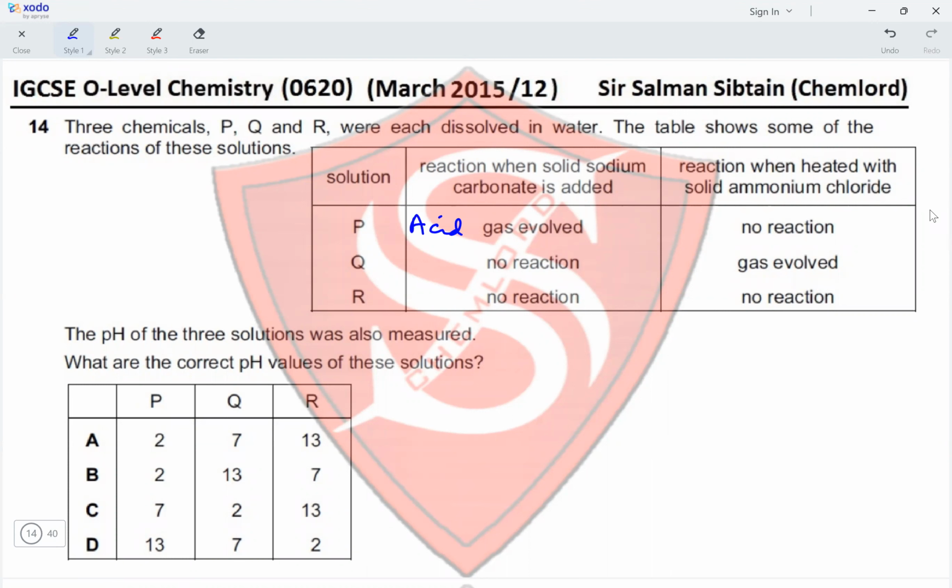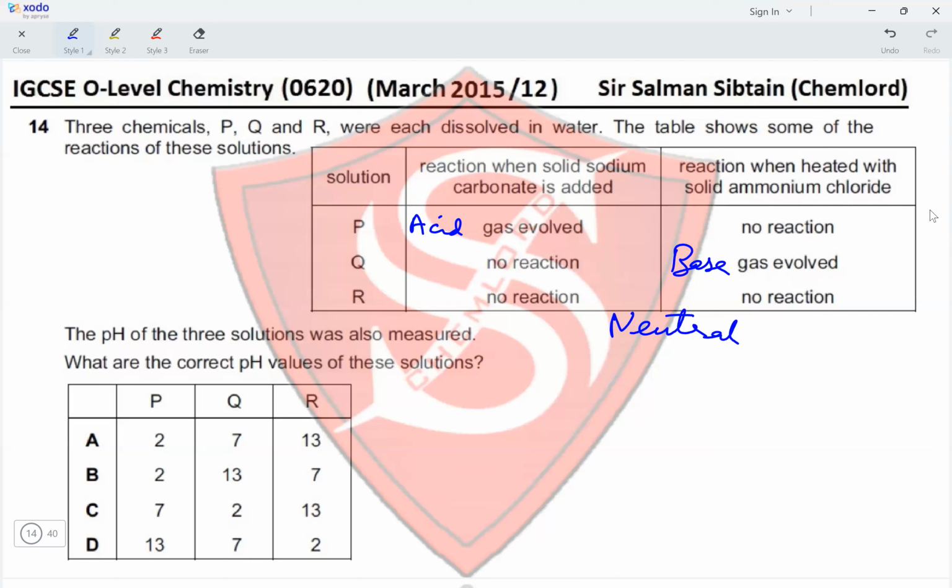And reaction when heated with solid ammonium chloride. Ammonium chloride itself is acidic. So no reaction with P, because an acid will not react with an acid. A reaction with Q, because a base would react with an acid, making Q a base. And R does not react with an acid or a base. So R is neutral. Okay.